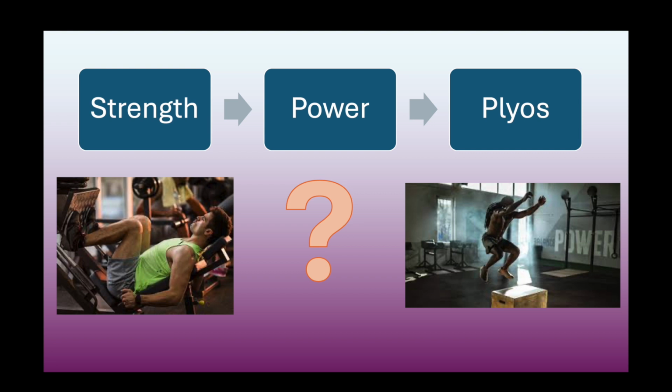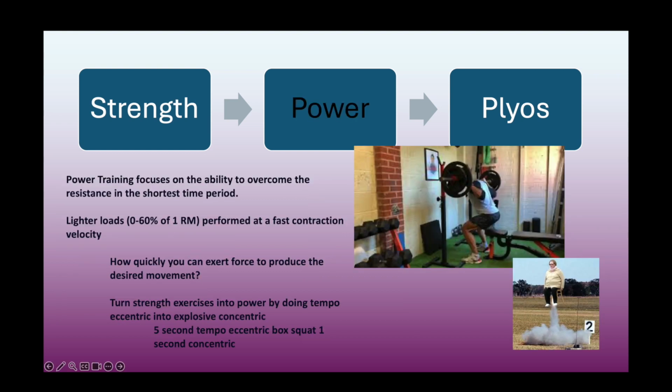And then something else you can think about is going from strength to plyometrics. One missing piece you could use is a power-based exercise. So power training is focusing on the ability to overcome the resistance in the shortest time period. So you would use a lighter load and perform it at a very fast contraction velocity.